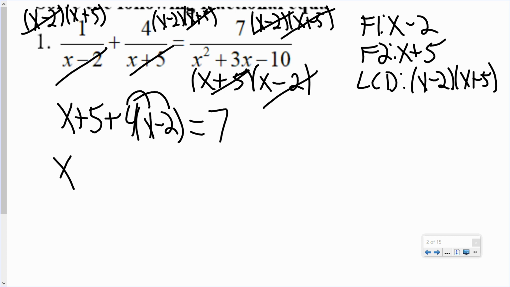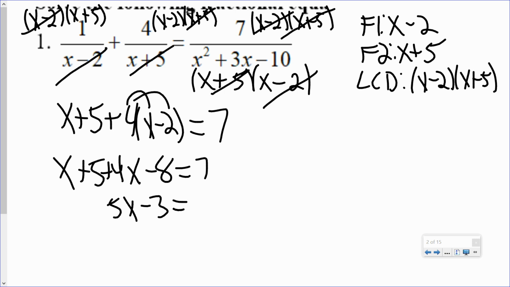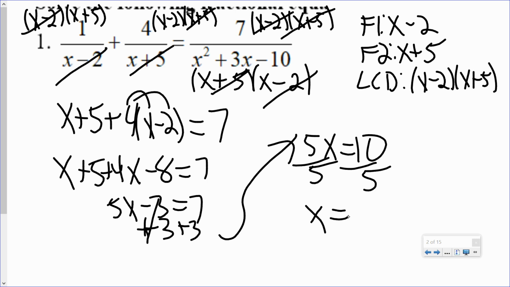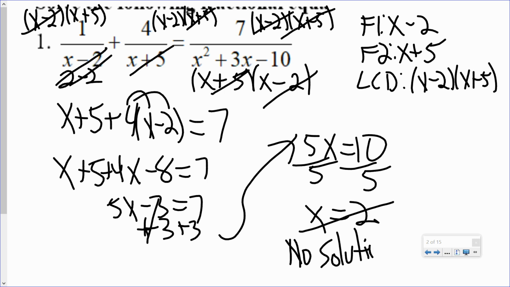From here, I just do the algebra. I distribute. I combine like terms. I isolate. And I get x equals 2. Now I must check, will 2 make any of my denominators equal to 0? Yes, if I sub 2 in here, I'm going to get 2 minus 2, which is 0. So I have to reject it. Since there's no answers left, the answer to this particular question would be no solution.